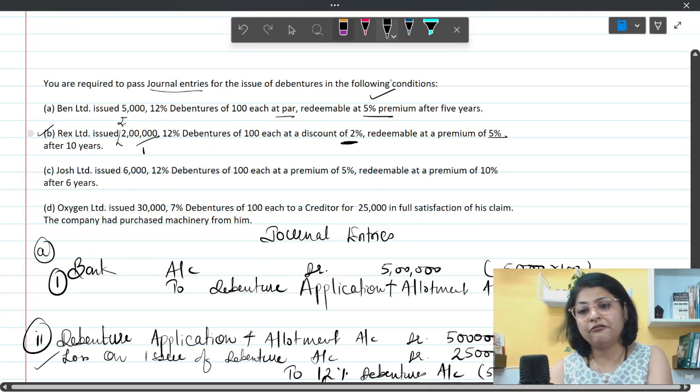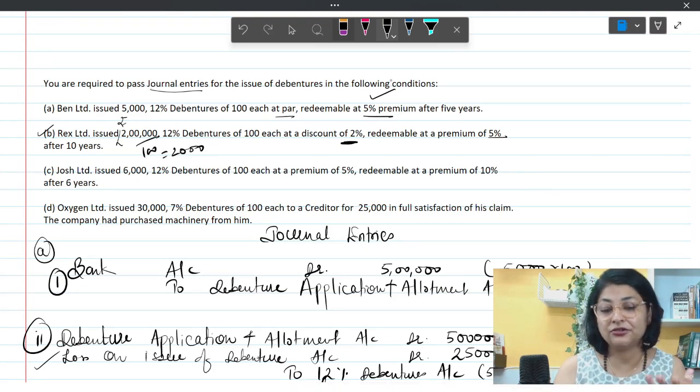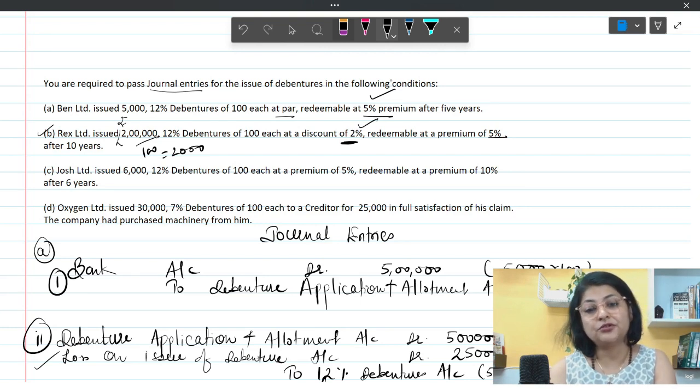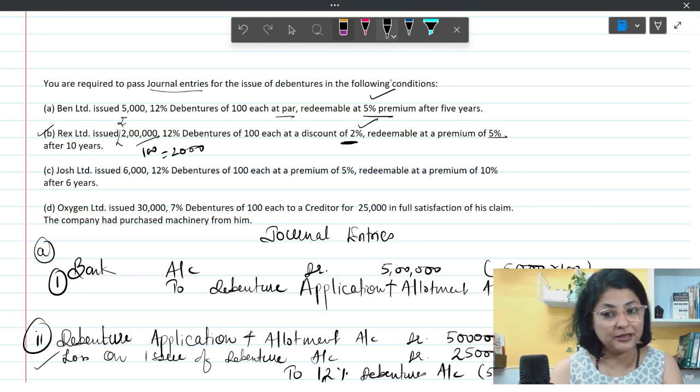So first of all, if we divide it by 100, 2000 is the number of debentures, which I mistakenly told you 20,000 earlier. Please make that correction. Discount is 2%. So 2% is 100 rupees multiplied by 2%. So 2% discount, and premium is 5%.